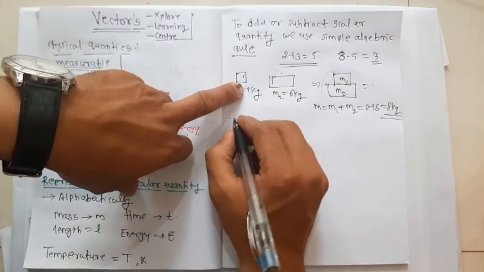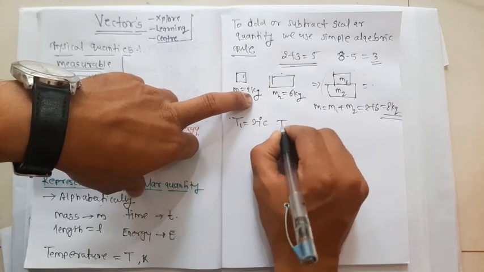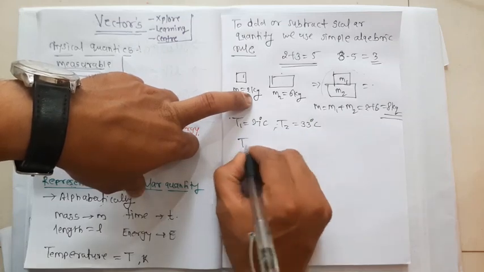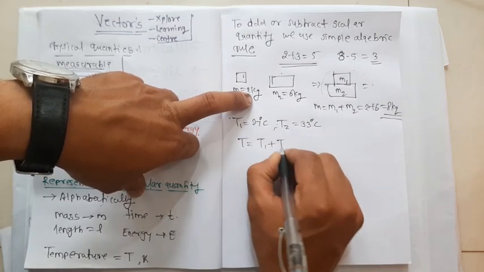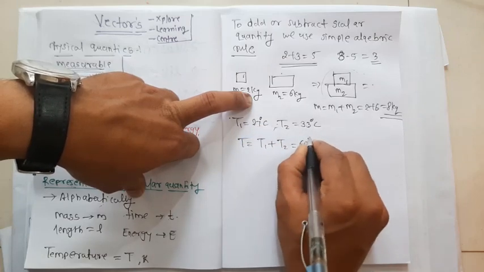Another example, if you have two temperatures, T1 equal to 27 degrees Celsius, and T2 equal to 33 degrees Celsius. So what is the total temperature? It is nothing but T1 plus T2, that is 27 plus 33, you will get 60 degrees Celsius.